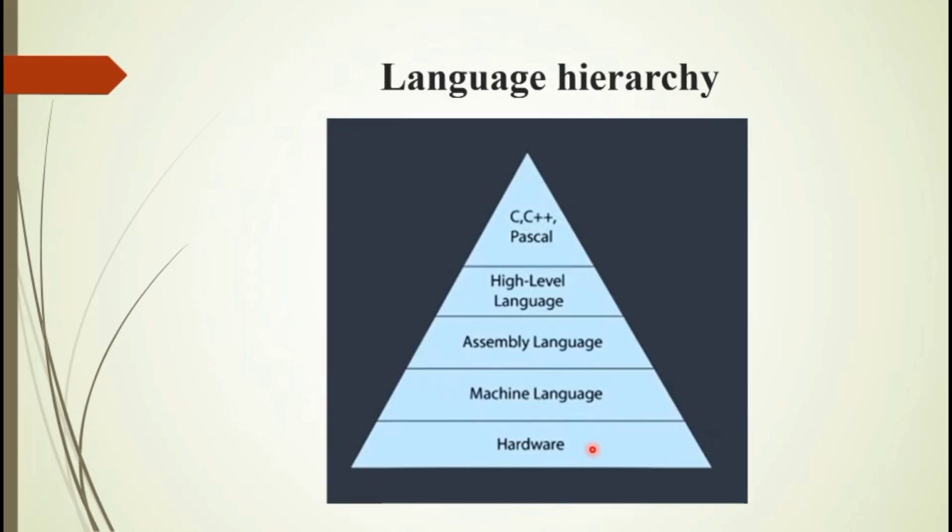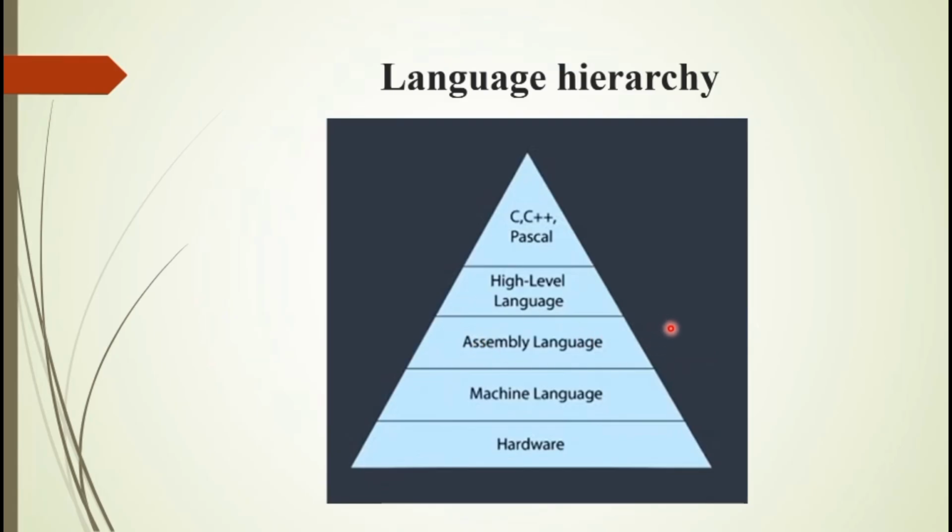Language hierarchy. Computers don't understand human language directly, so we use different types of computer languages. Mainly, we have three levels of language: low-level language, assembly-level language, and high-level language. Here, machine language and hardware come under the low-level language, and these two come under the high-level language.